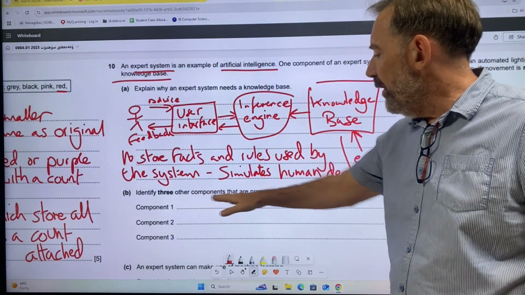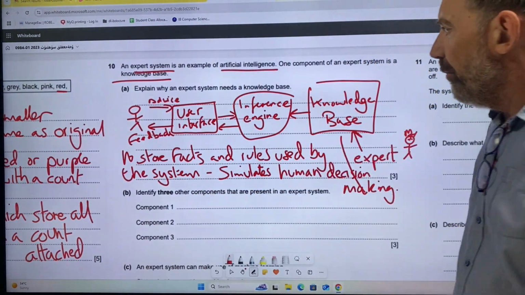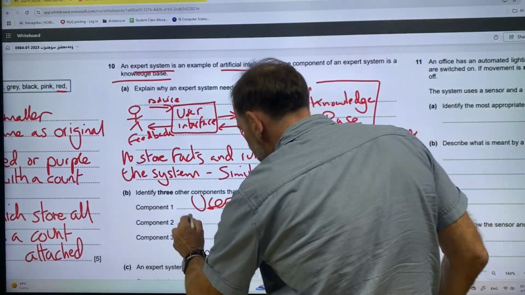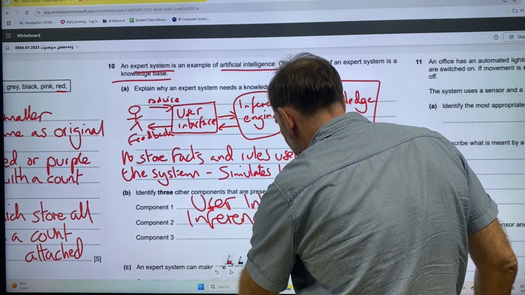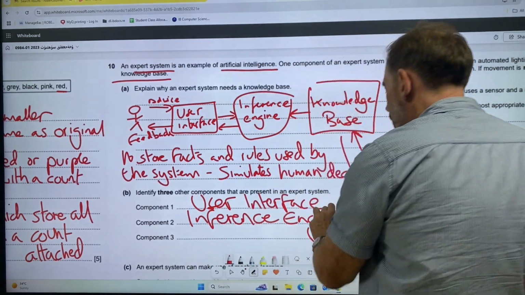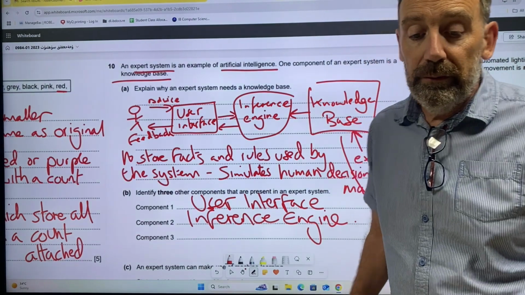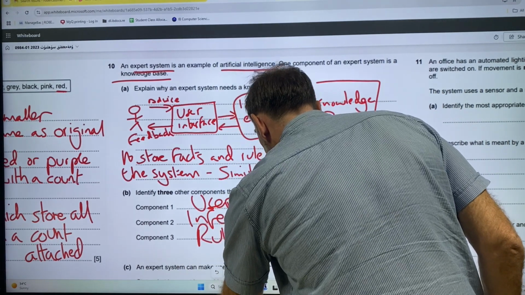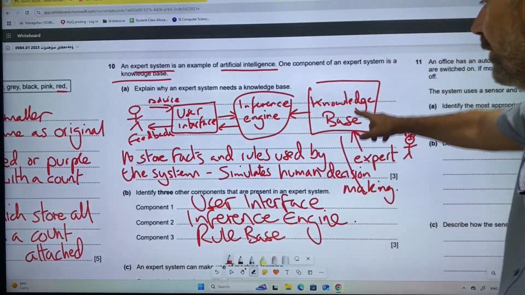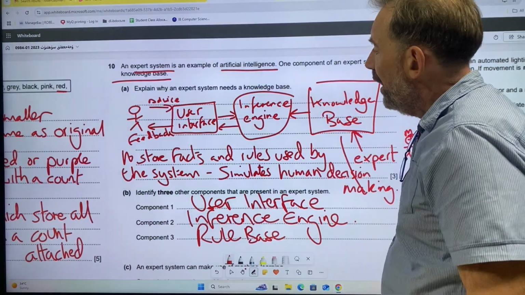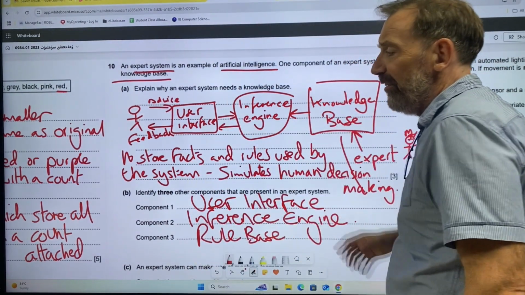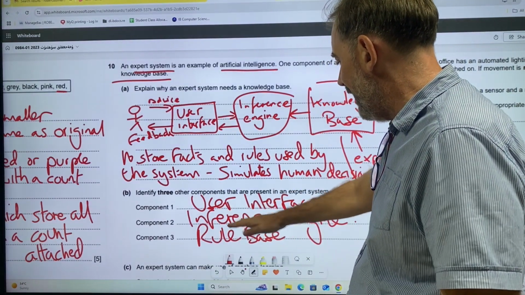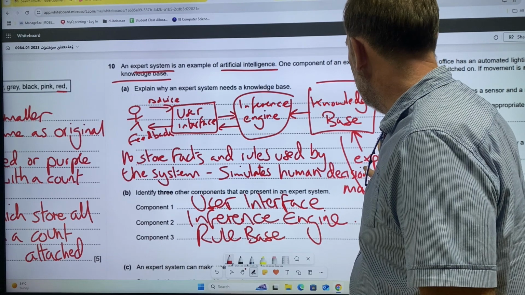Identify three other components that are present in an expert system. User interface, as you can see here, and inference engine. Well, what's the third one? I'll give you four. We've got something called a rule base, which is part of the knowledge base, and we could argue we've got some kind of an explanation system as well. But if you've got user interface, inference engine, and a rule base, that would be sufficient.